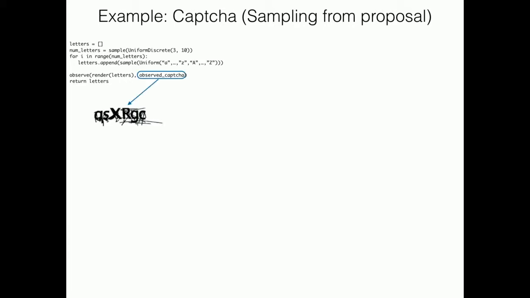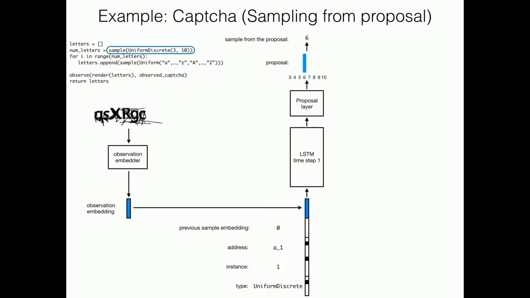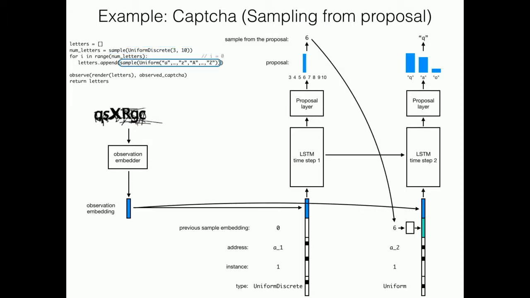But the point is that this observed CAPTCHA gets embedded. This embedding neural network is part of the proposal distribution. That embedding gets fed into this stacked LSTM core. Just to say it again, the proposal layer is unique per address and type, and these things get polymorphically added into and out of the neural network. So in other words, the actual structure of the neural network is defined per trace.